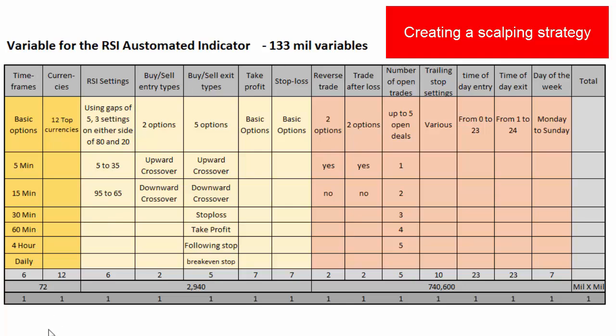Scalping strategy needs a short-term chart. So you can either go for a 5-minute or 15-minute chart. I'm going to just choose 15 minutes to start with, so I've got my one. Currencies, again, easy, the euro to start with. RSI settings, again, 20 and 80 are great settings. Buy and sell options, again, doesn't matter too much, but you could use the upward crossover. That's one option.